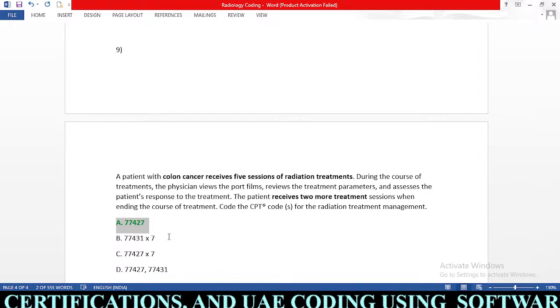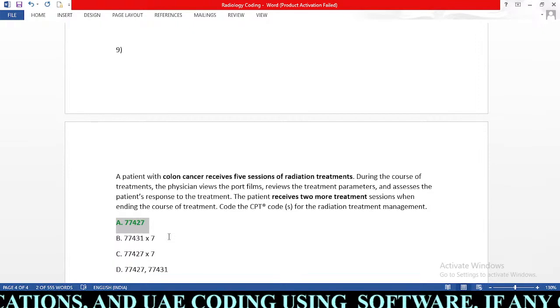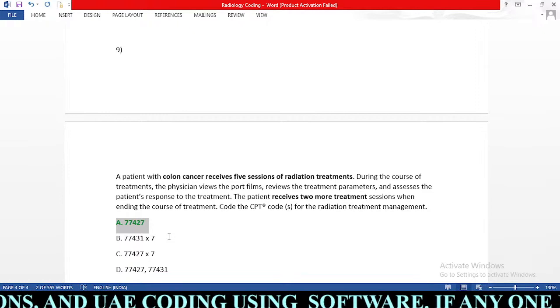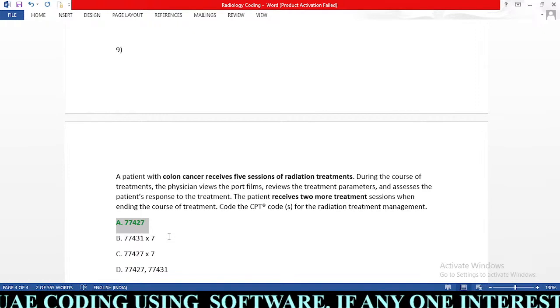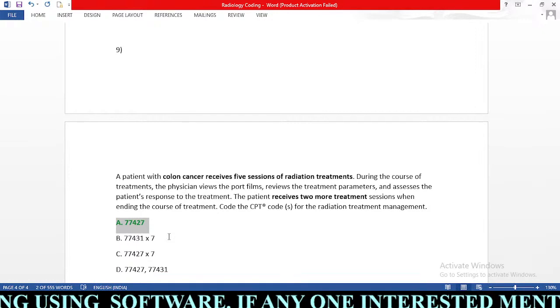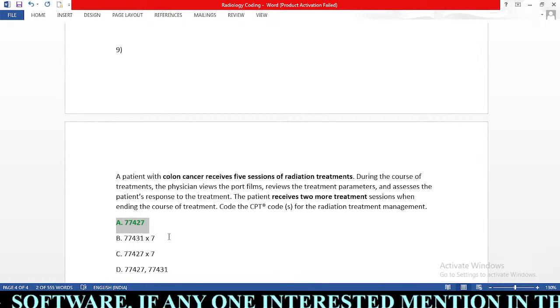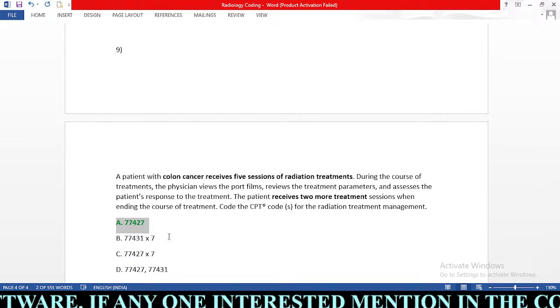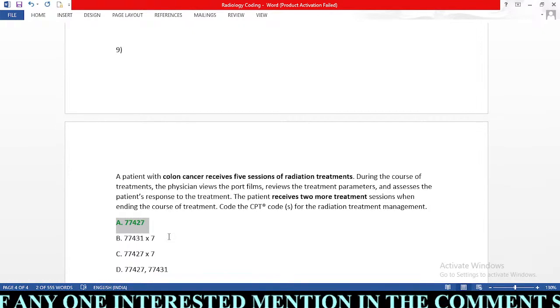Yeah, after 5 treatments, we have 1 or 2 also. We no need to code direct. Yeah, that is the correct answer, Gaurav. So after 5 treatments, if we have 6 or 7, we no need to code separately those remaining 2. That is based on the CPT guideline, not our guideline. So they are telling that you no need to code the remaining 2 treatments.